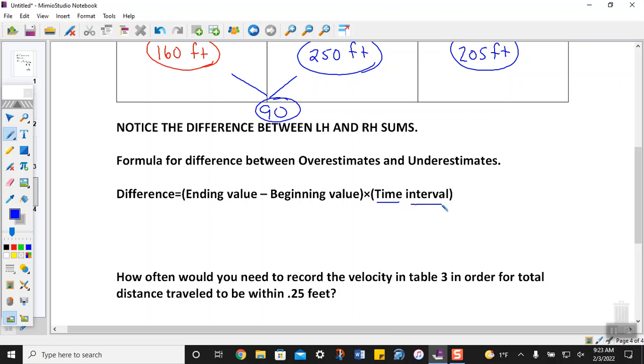It says the formula for the difference between overestimates and underestimates is as follows. Up above, which one has to be the underestimate? Okay, so this is going to be my underestimate. This must be my overestimate, and this is kind of like our guess or our approximation for how far it traveled, using 2 seconds as our delta t.